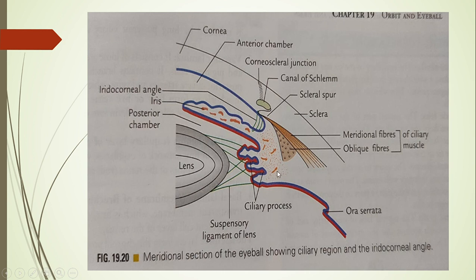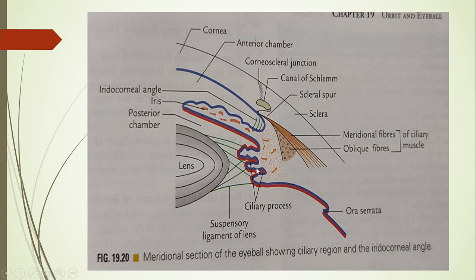It controls the size, structure, and position of the lens by pulling the suspensory ligaments. It makes the lens flat. Biconvex is the shape of the lens, and by the action of the ciliary muscles, which pull the suspensory ligament, the lens becomes more flat.